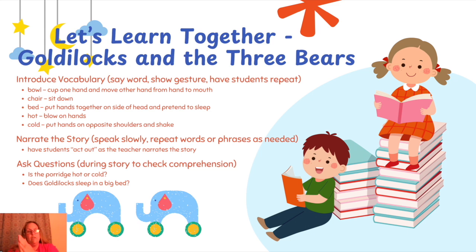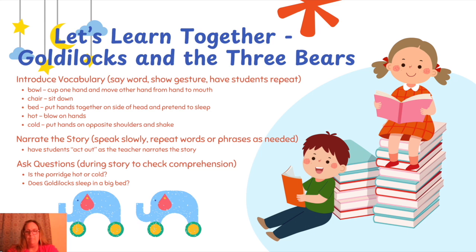The next one is bed. So you would put your hands like this, so that students knew that they were going to bed. The next one is hot, and you could blow on your hands. So when you would say hot, students would blow. And the last one would be cold. And you could put your hands here, and you could say cold, so students would know that that was cold. So that's the first step, is to introduce the vocabulary. You say the words, you show the gestures, and you have the students repeat it.